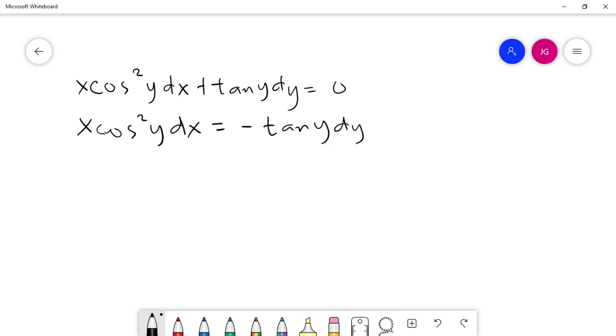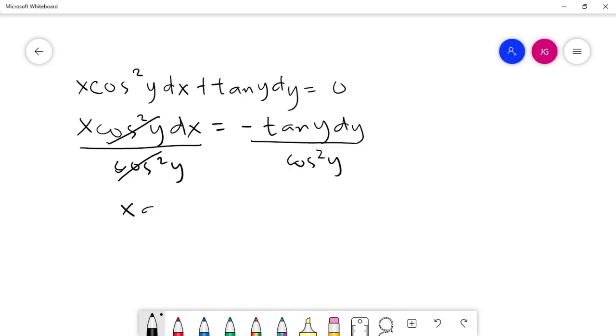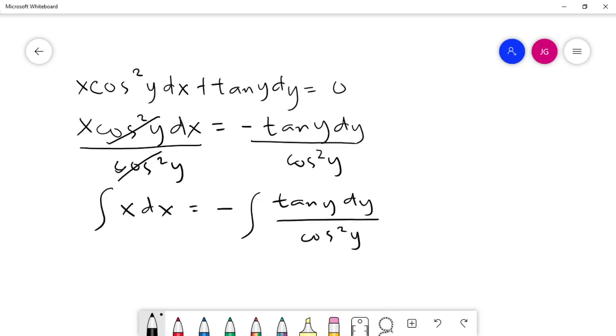Okay, so far, ang atuang pwede lang ma-transpose is si cos squared y. So, divide both sides by cos squared y. Then, cos squared y cancel out. Then, nata equation na x dx equals negative tan y dy over cos squared y.